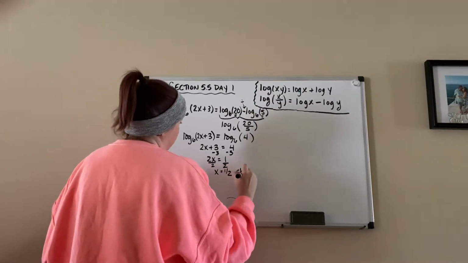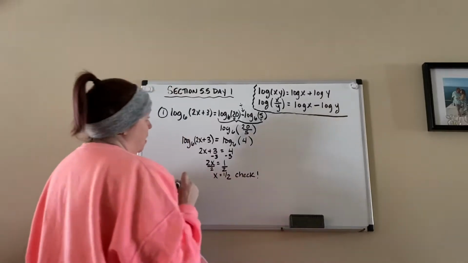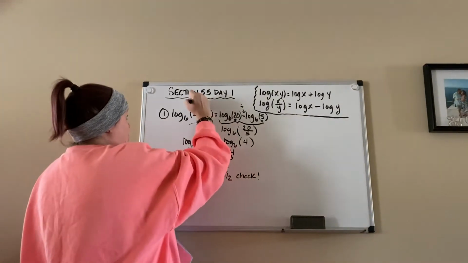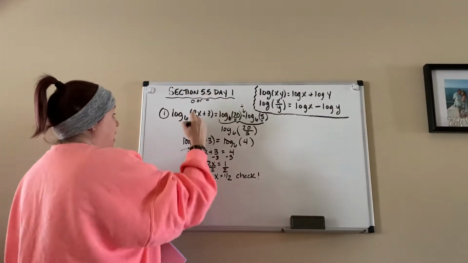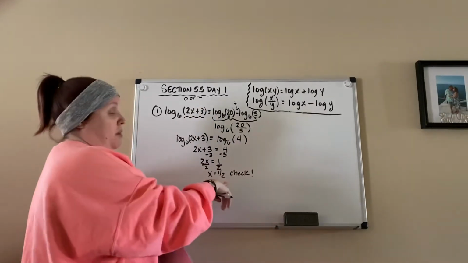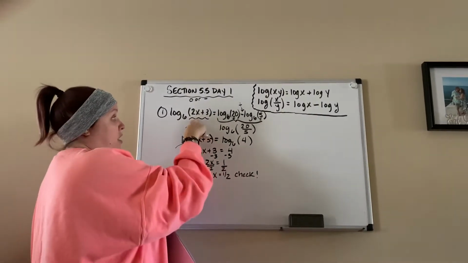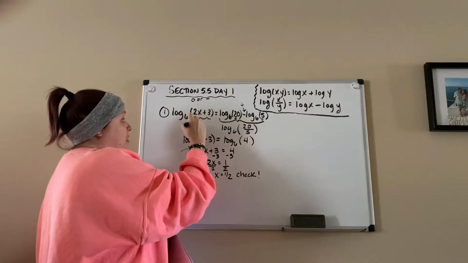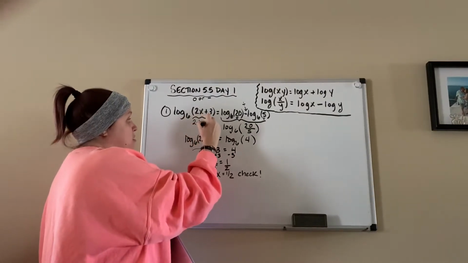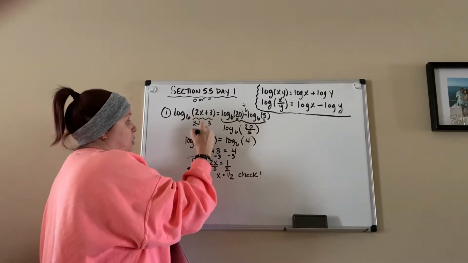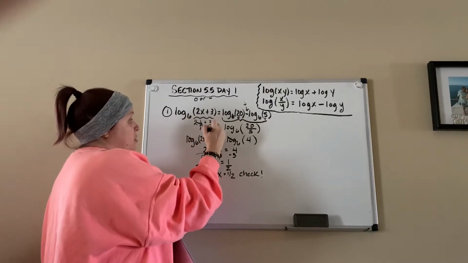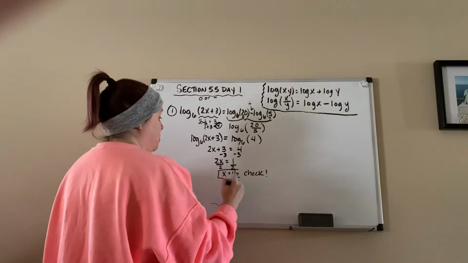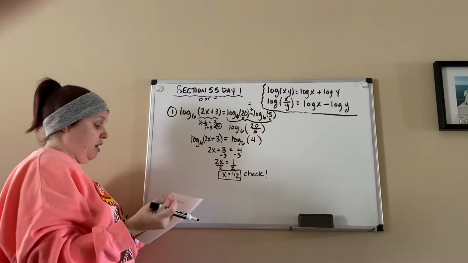But what we have to do with these is we have to check our answers. Because remember, we had a rule a couple of sections ago where you cannot have 0 or negatives inside of a logarithm. That doesn't mean your answer can't be negative or your answer can't be 0. It just means you can't have an answer that, when you plug it in, gives you a negative or 0 inside the log. So if I plug in 1/2, I would have 2 times 1/2 plus 3. Well, half of 2 is 1, so this would be 1 plus 3, which is 4. So since 4 is not a negative number and 4 is not 0, it works. So my answer would simply be 1/2, which works out great.